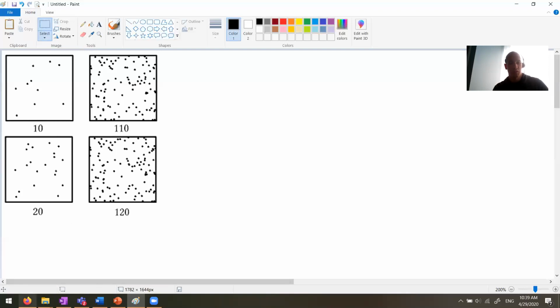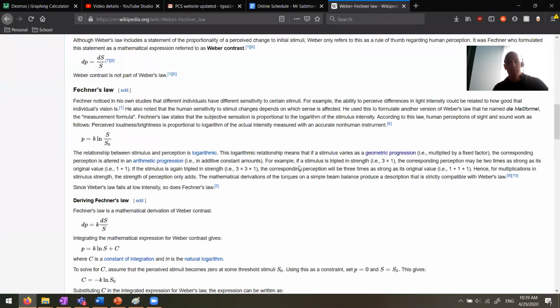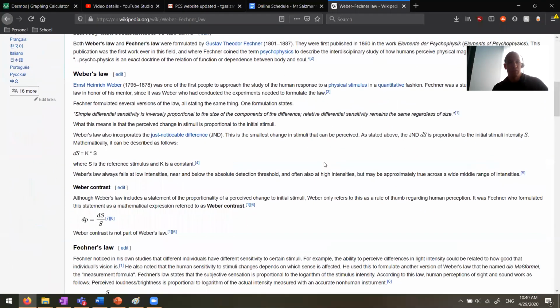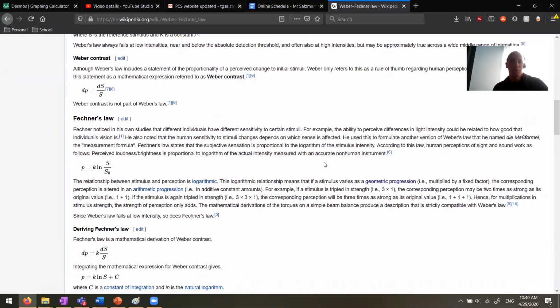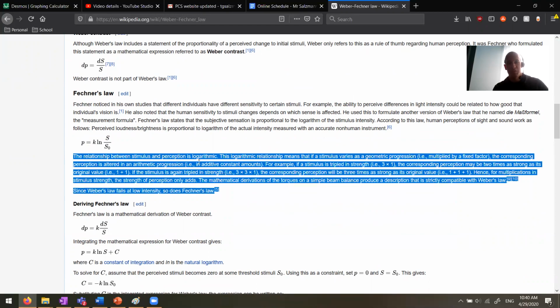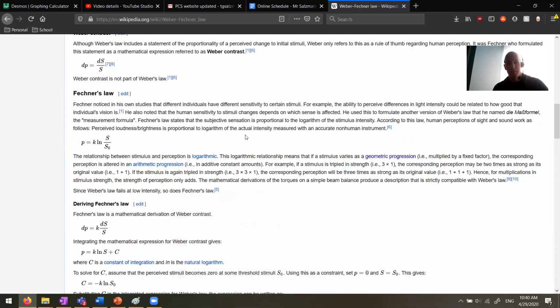This is an excerpt from Wikipedia. It's called the Weber-Fechner Law, and there's the little graphic that I stole. You can read the whole thing if you're very curious. It's actually quite interesting. You might need to know a tiny bit of calculus to really get the math, but you don't need to know any math to get what it's saying. And it's this part right here: the relationship between stimulus and perception is logarithmic. It talks about geometric progressions. The big thing I want to mention here is this statement.